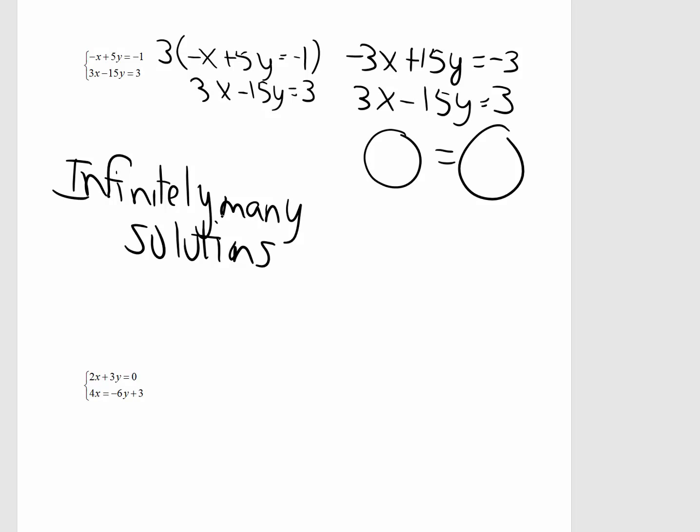Okay, one example left. So again, I need to rewrite the bottom equation in standard form. I'm going to add 6y to both sides. All right, so I'm going to eliminate y here. So the least common multiple between 3 and 6 is 6. Again, one coefficient has to be 6. The other one has to be -6. Since I've already got this to be 6, I'm going to multiply the top by -2.